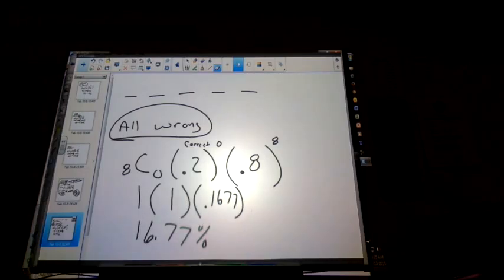Some of you are like, sweet, so there is a chance. There's a chance to get one right. Absolutely right. Would I base your grade on it?